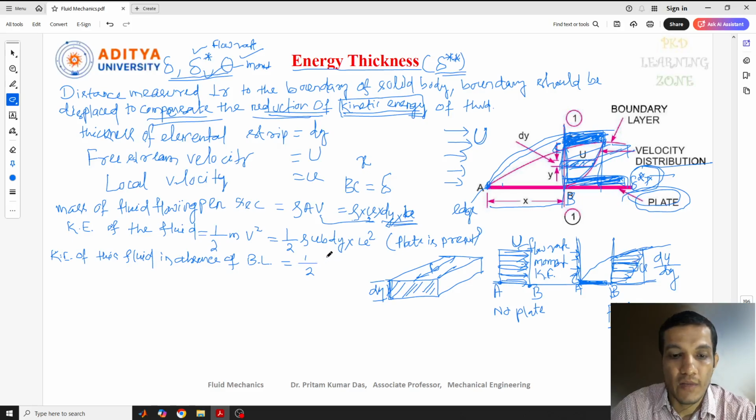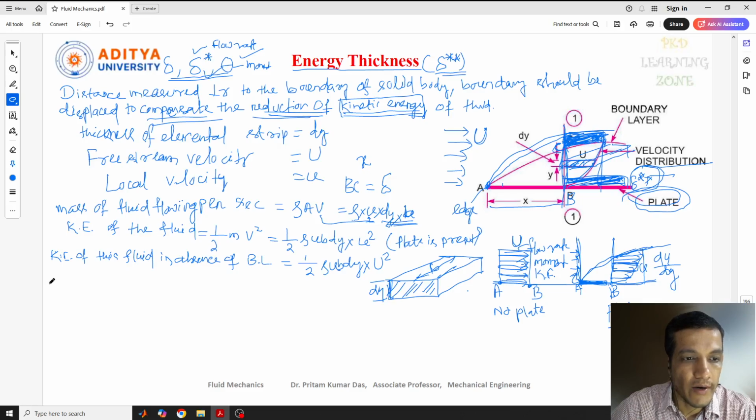What is the mass of this fluid? We have already written, that is rho u b dy, and the velocity is the free stream velocity, because the boundary layer is not there. Boundary layer not there means the free stream velocity can strike that one. Now next we need to find out the loss of kinetic energy through the elemental strip.